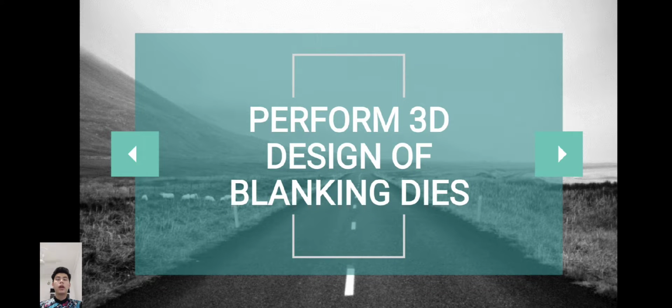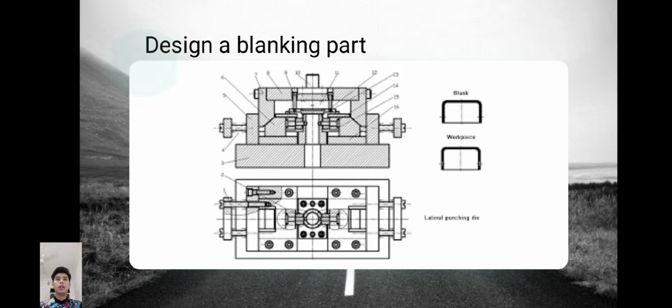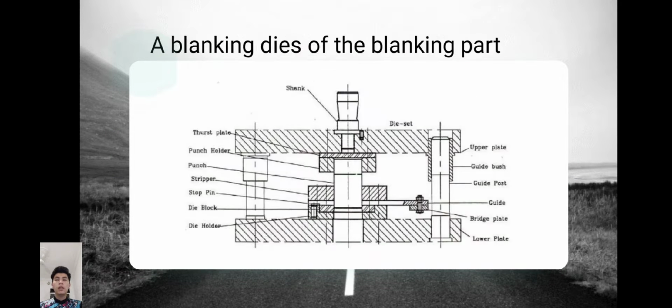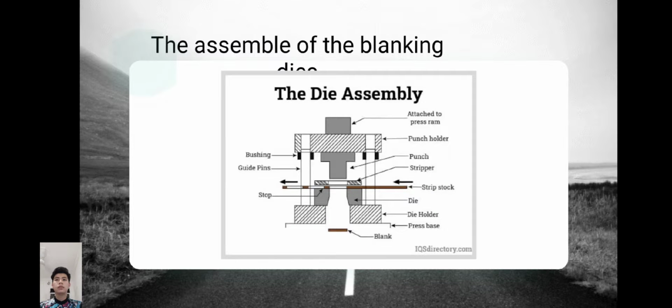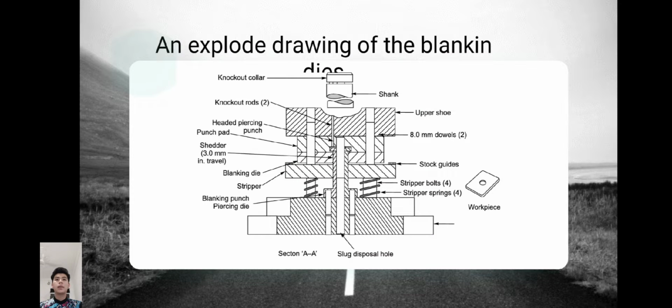After this, I will explain about the 3D design of blanking dies. For the first, we have the design of the blanking part, and then we have the blanking dies of the blanking part, and we have a detailed drawing of the blanking dies, and then the assembly of the blanking dies, and for the last is an exploded drawing of the blanking dies. And then that's all for me. Thank you.